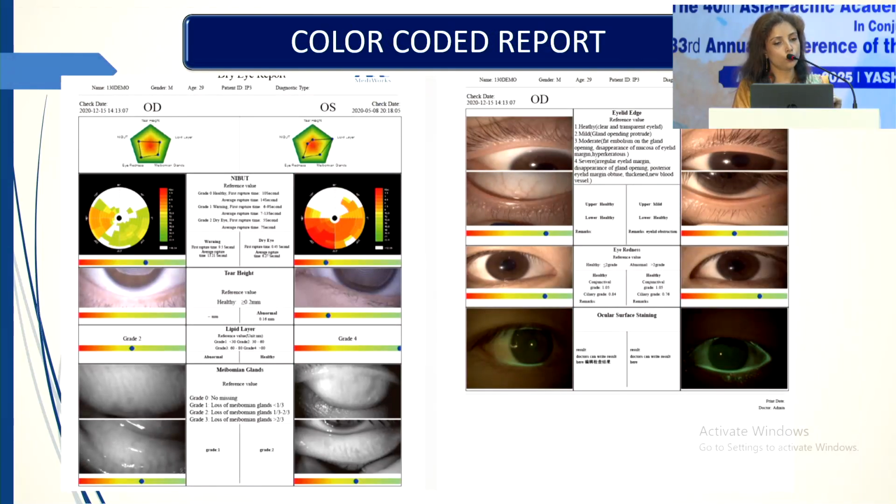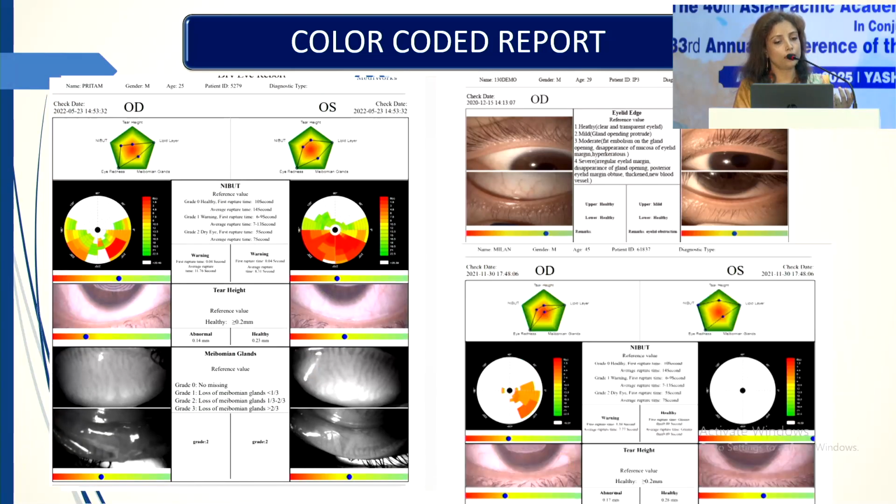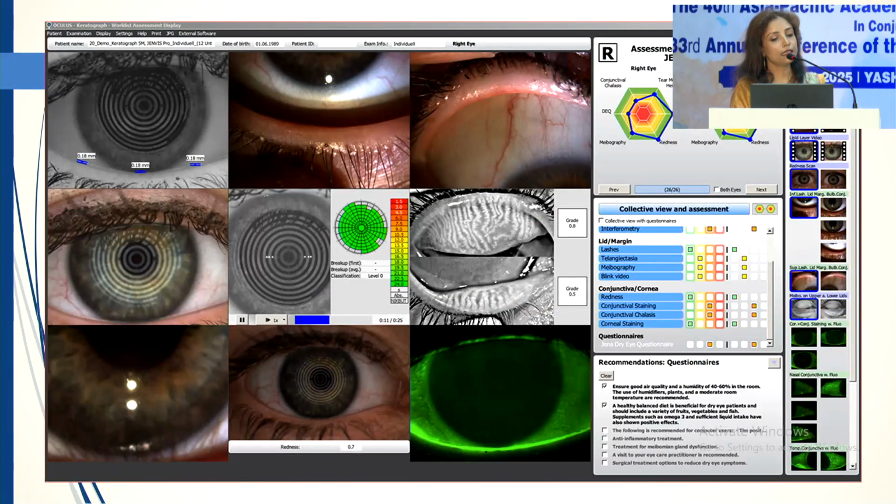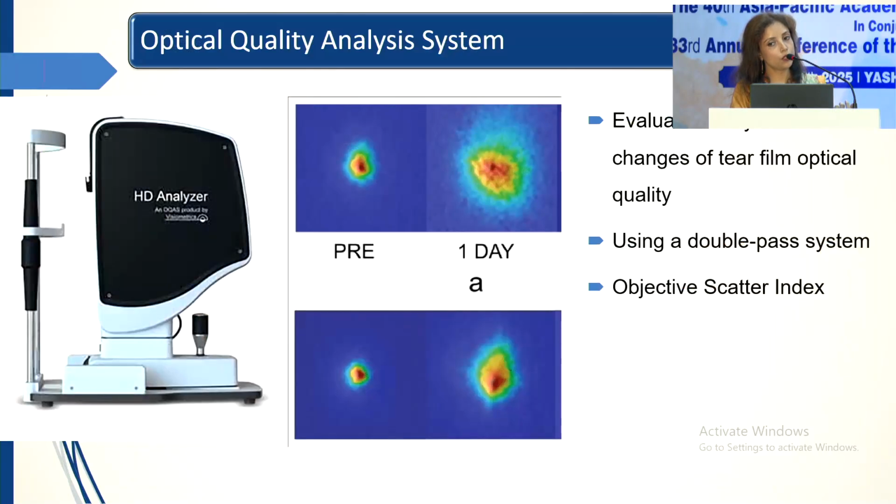So this is how the interface looks. It gives a color-coded report and idea. We can also give the idea to the patient. This is another interface of how the Oculus Keratograph looks. This is also another multi-integrated device.